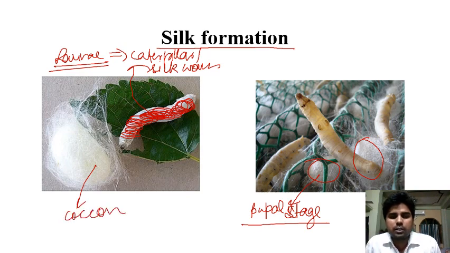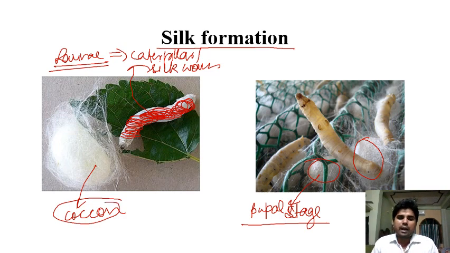Is it clear to you that there is one silkworm and it is forming one thread-like structure, and once it comes in exposure to air it hardens? It hardens into a ball-like structure and forms the outer structure known as cocoon. And the stage in which there is a cocoon is known as the pupal stage.